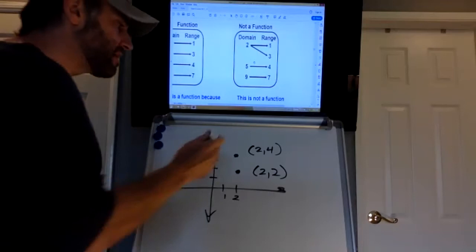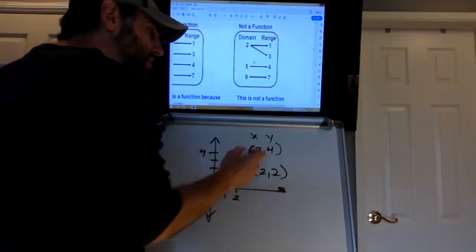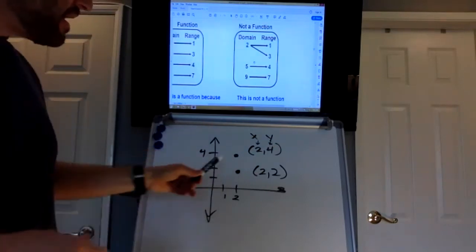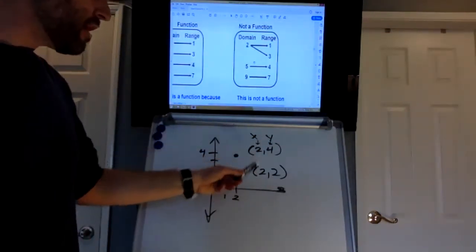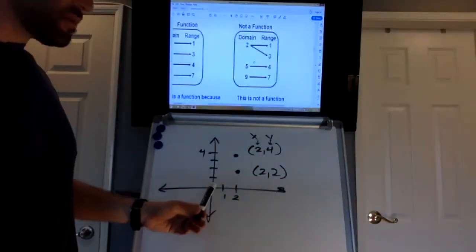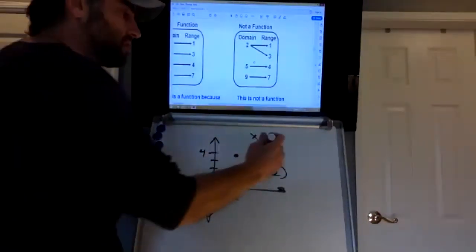No, it's not. Inputs are your outputs. That means if I say x is 2, how many different answers are there that you can get for y? There are 2: 4 and 2. There are 2, so it's not a function.